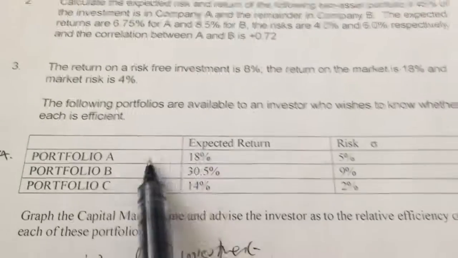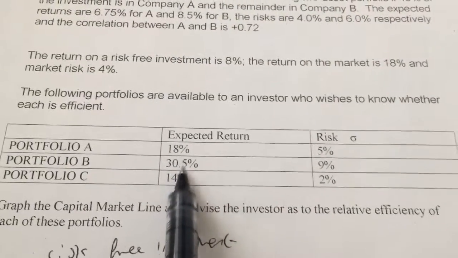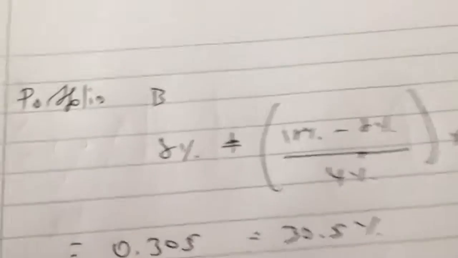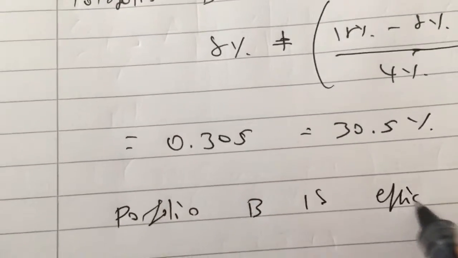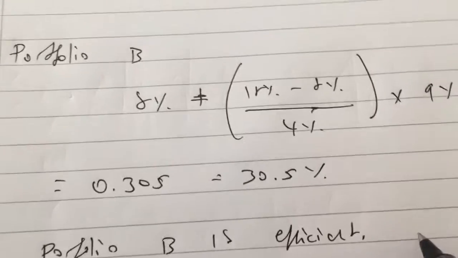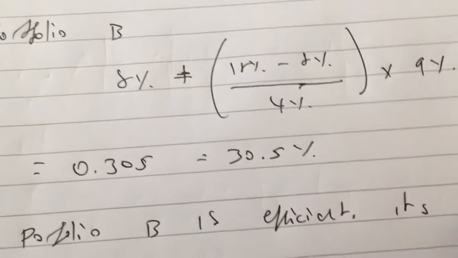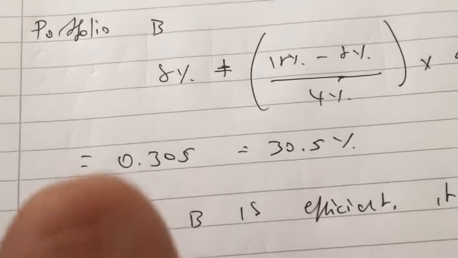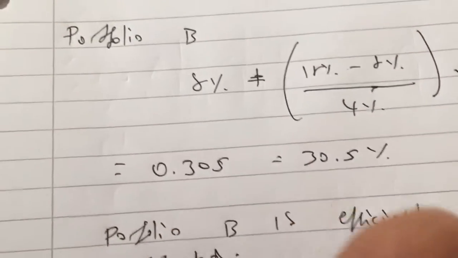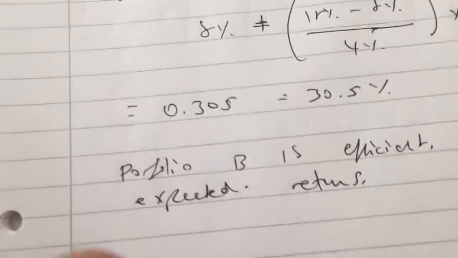And what is the return that we need? We need to be achieving 30.5%. So this means that portfolio B is efficient, and it's meeting the expected returns. So that's it for portfolio B.